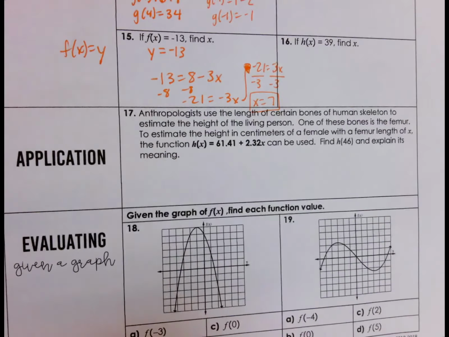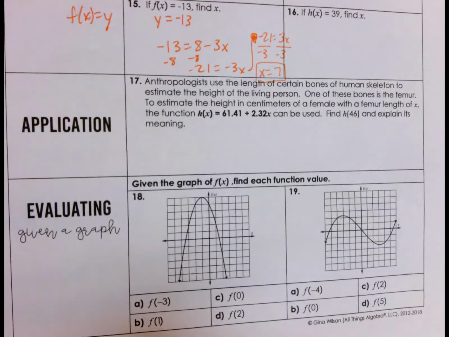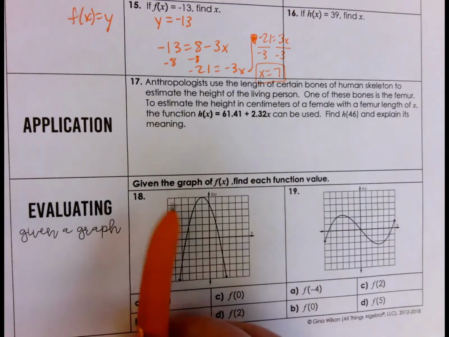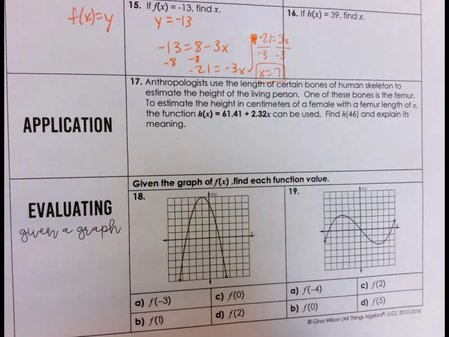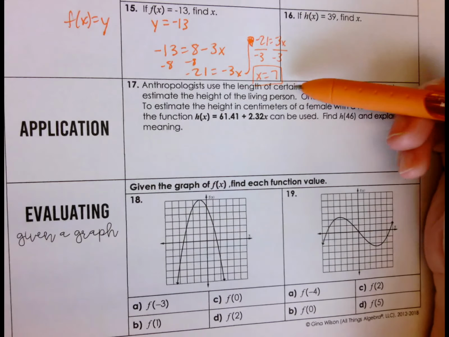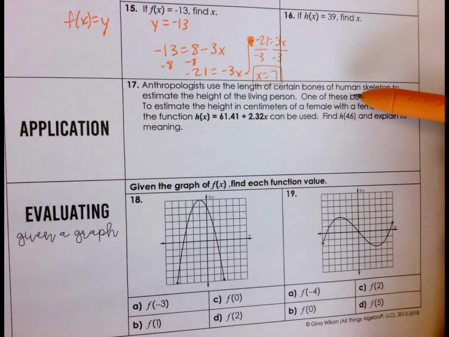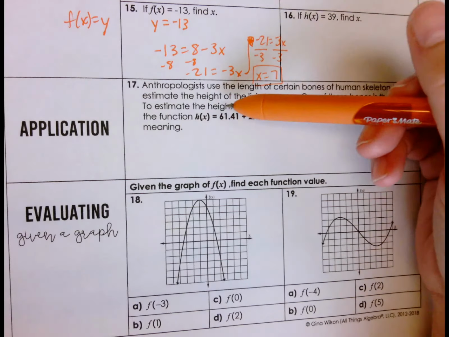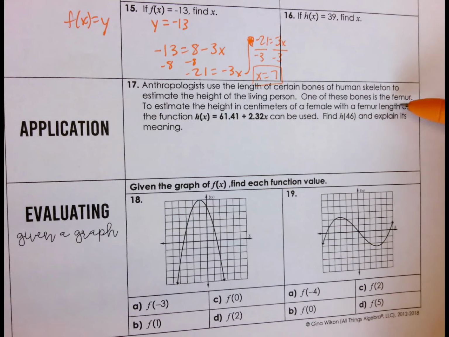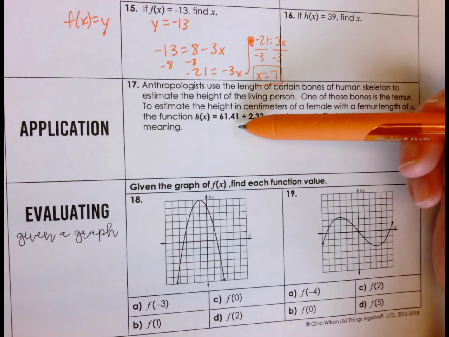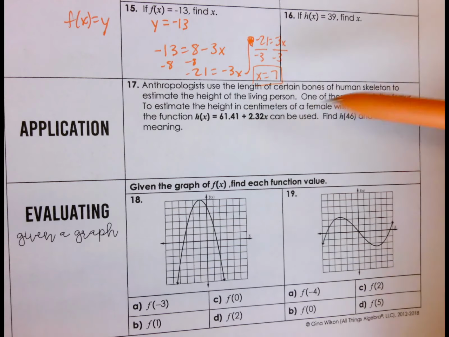Okay. All right, couple of last problems to look at here. I want you to attempt the application problem on your own, but I'm going to help you get started with it. So anthropologists use the length of certain bones of human skeleton to estimate the height of the living person. One of these bones is the femur. To estimate the height in centimeters of a female with a femur length of x, the function h of x is equal to 61.41 plus 2.32x can be used.